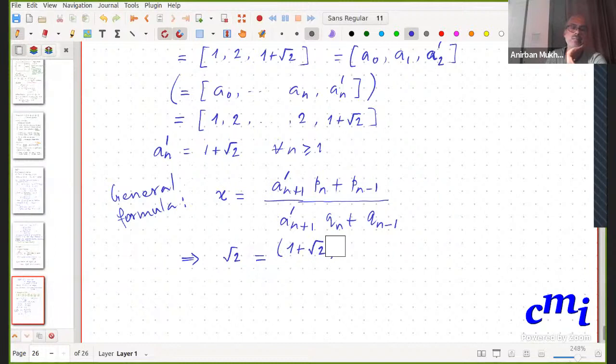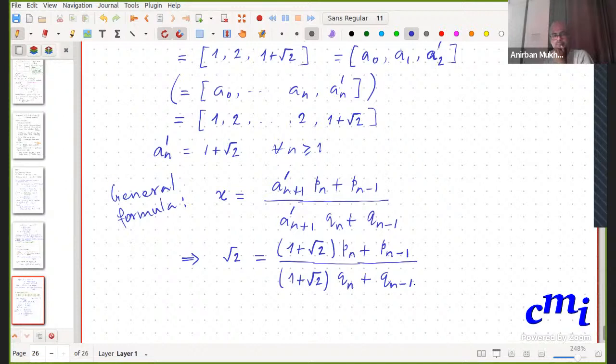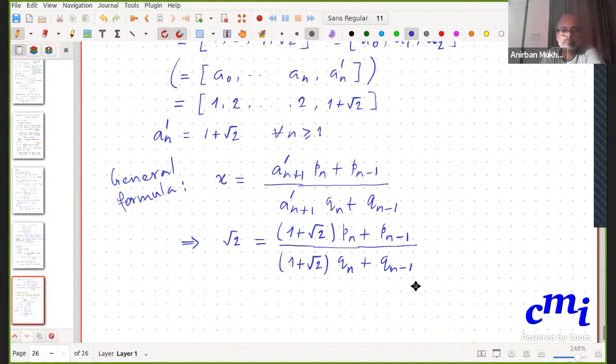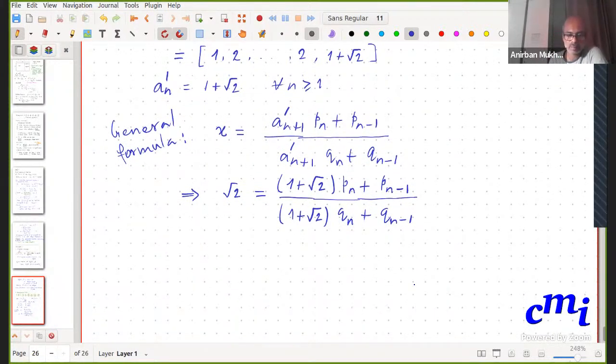Let n be greater than or equal to 1, at least 1. Pn plus Pn minus 1, over 1 plus square root of 2, Qn plus Qn minus 1. So this is the specific equation that we get. So let's just multiply it out.